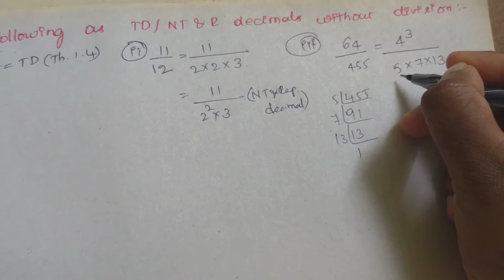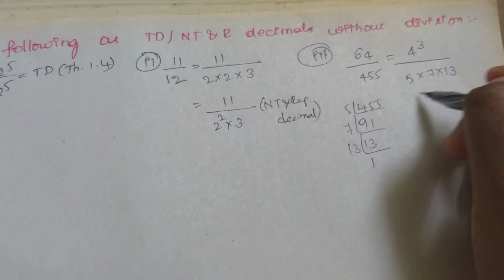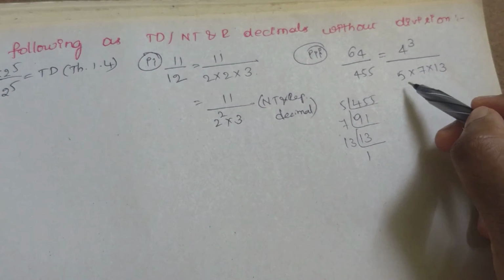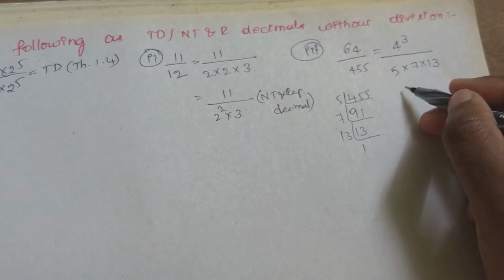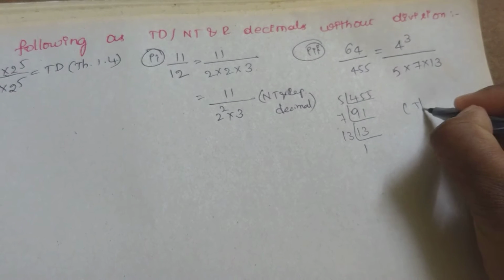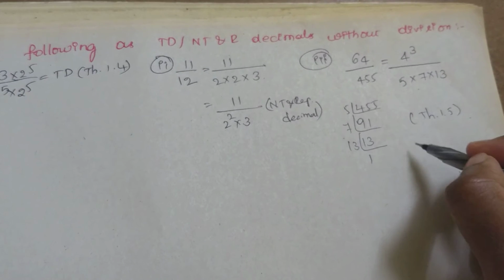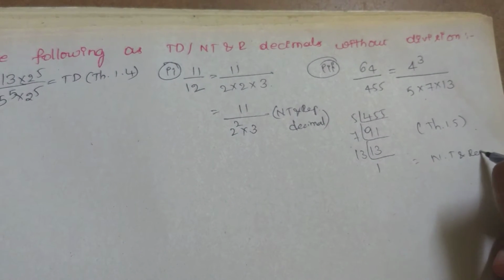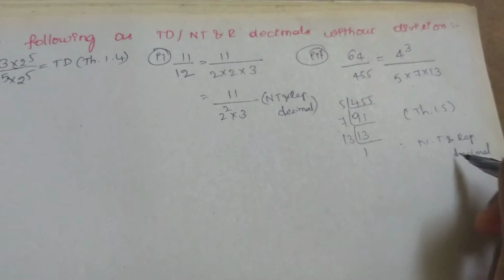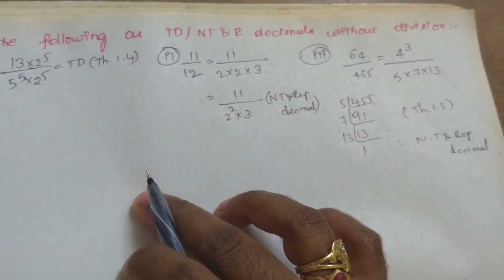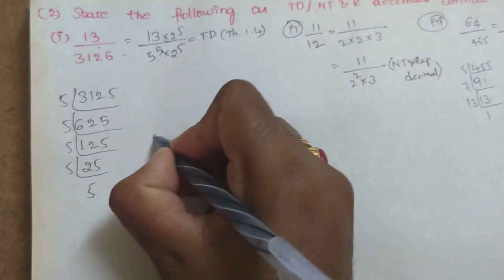Here the denominator should only be in the form of 2 power n into 5 power m. So here it is not the case. So the denominator is not in the form of 2 power n into 5 power m. Hence as per theorem 1.5, whatever result we get is a non-terminating and repeating decimal. Okay, so let's move on to sub question 4.